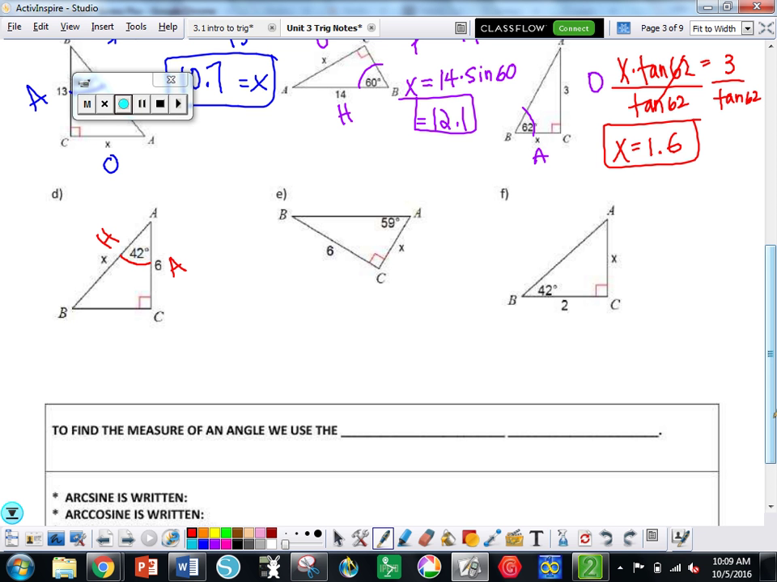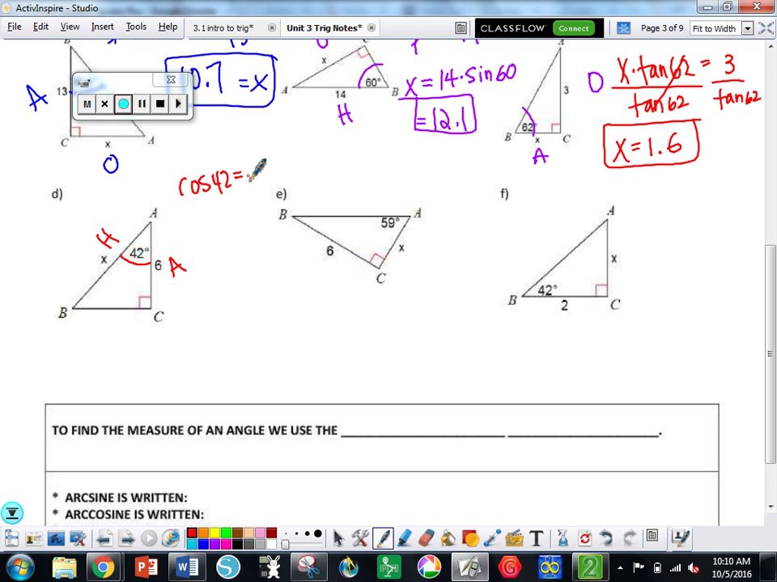We said cosine, right? Cosine what? Cosine is 42. Always of your angle. Now I know I'm using cosine because I've got the A and the H. Cosine is the only one that uses AH, right? It's part of SOHCAHTOA. So is it 6 over x or x over 6?